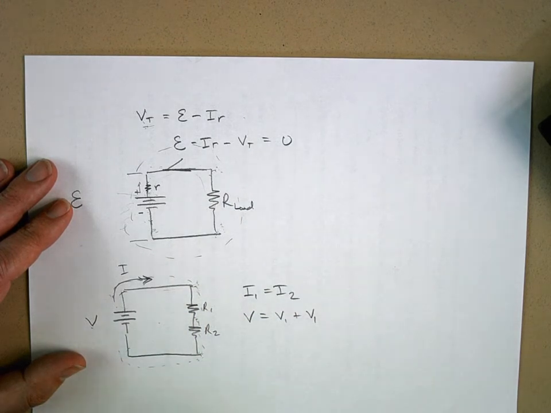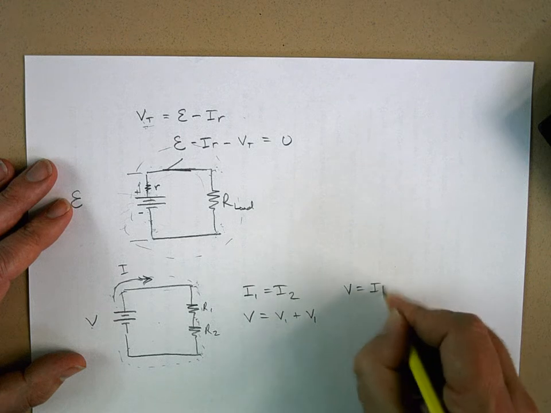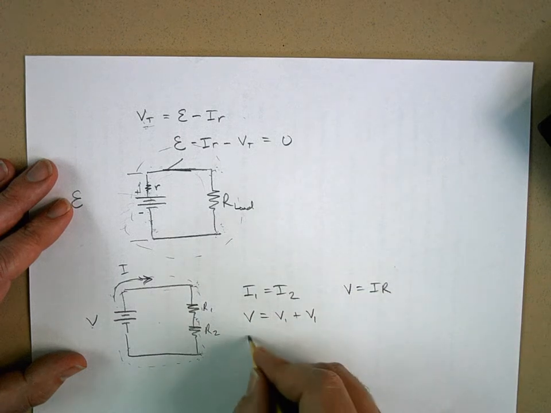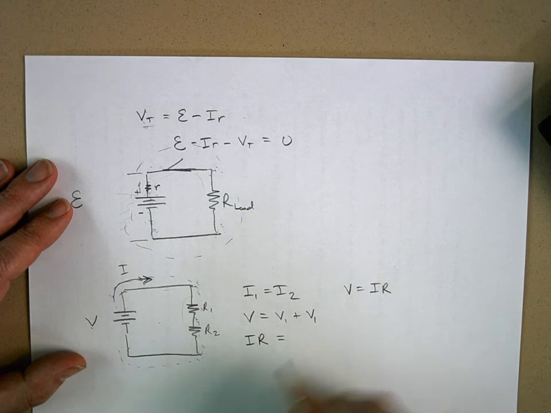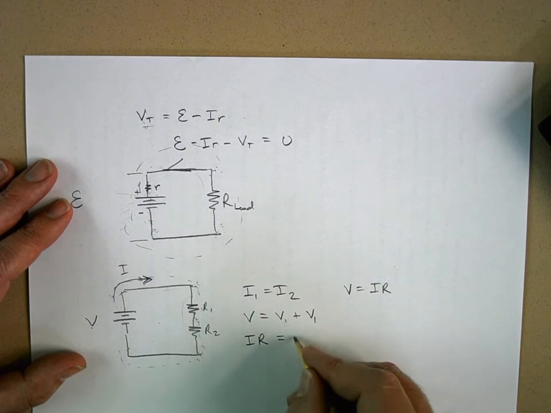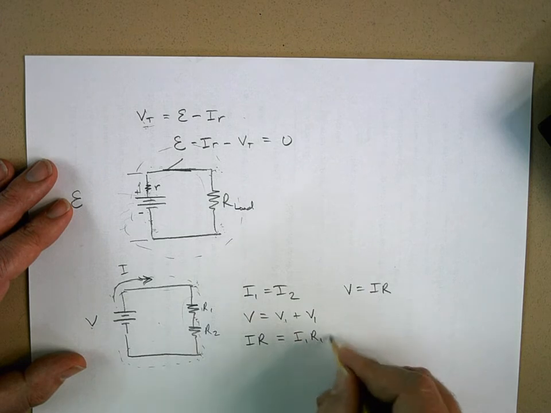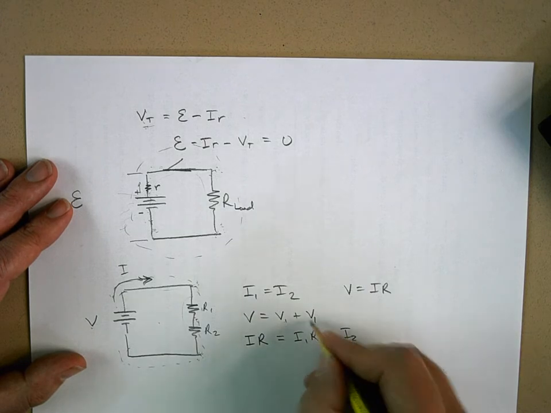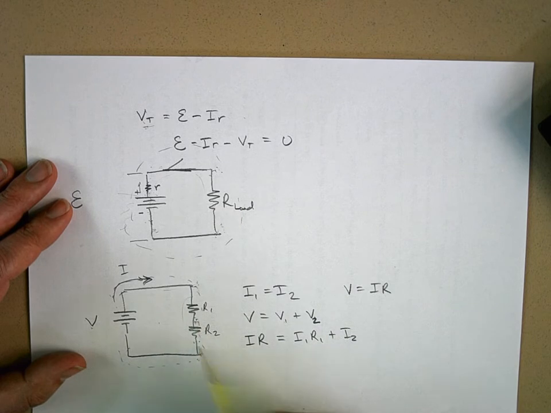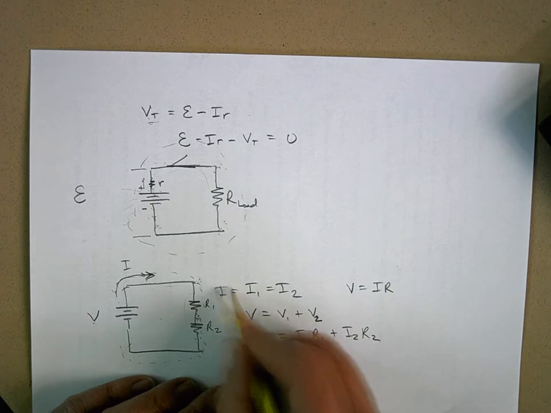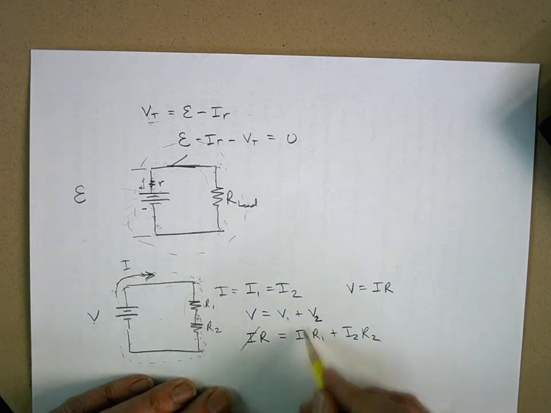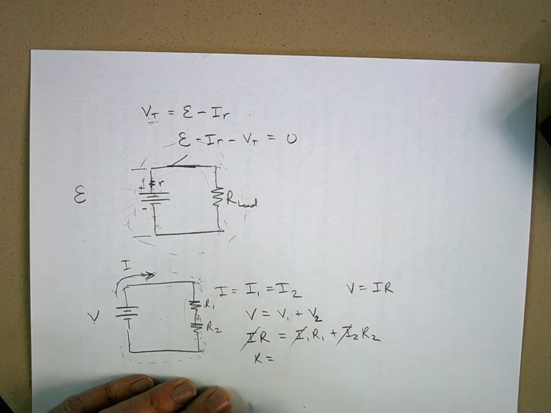Now we know from Ohm's law that V equals IR. So this is I times the total resistance of the circuit. And this is equal to I1 times R1 plus, this should be 2, I'm sorry, the voltage drop across here, I2 R2. Well, what do we know about the currents? Current's the same everywhere in this loop. Boom, boom, boom. And there is our equation for resistors in series.